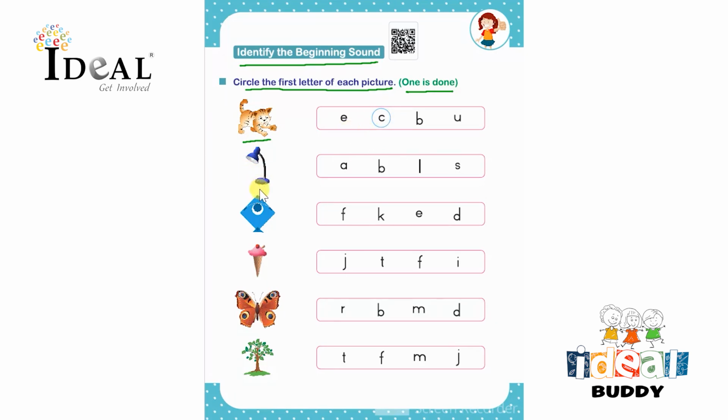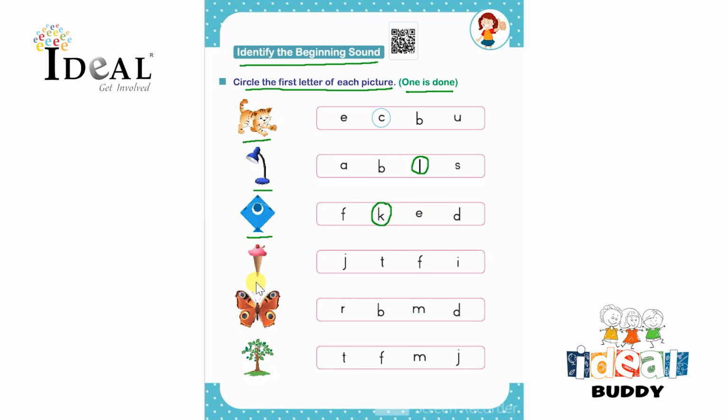After that, the another picture is of lamp. The beginning sound is L. So, L, L. We will be encircling L. After that, the child has to identify another object, that is kite. The beginning sound is K. So here it is, they have to encircle K, sounds K.